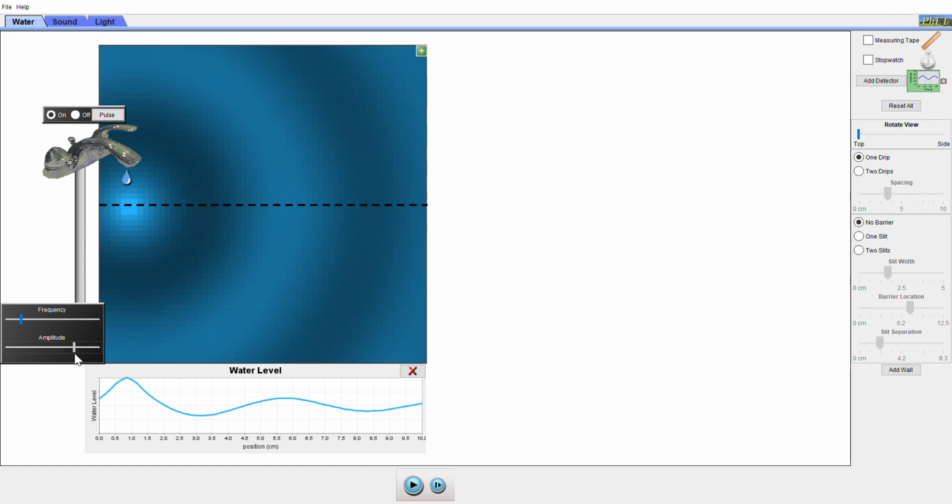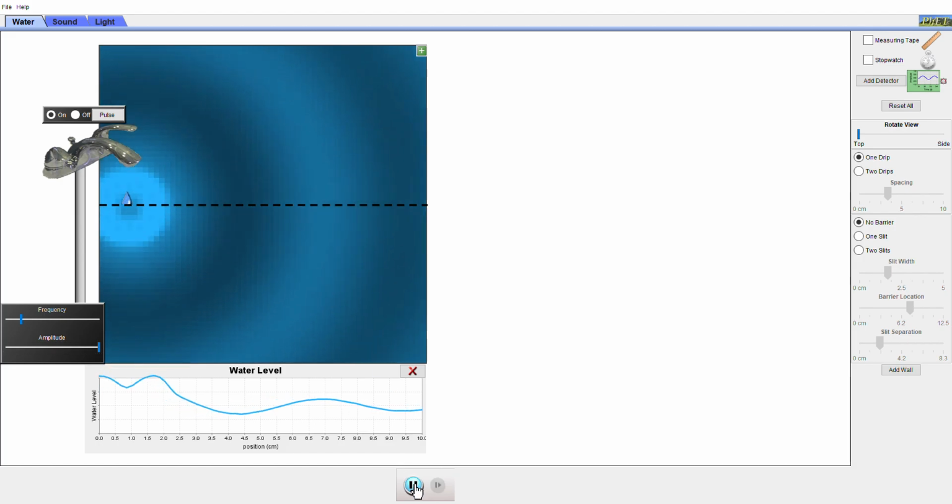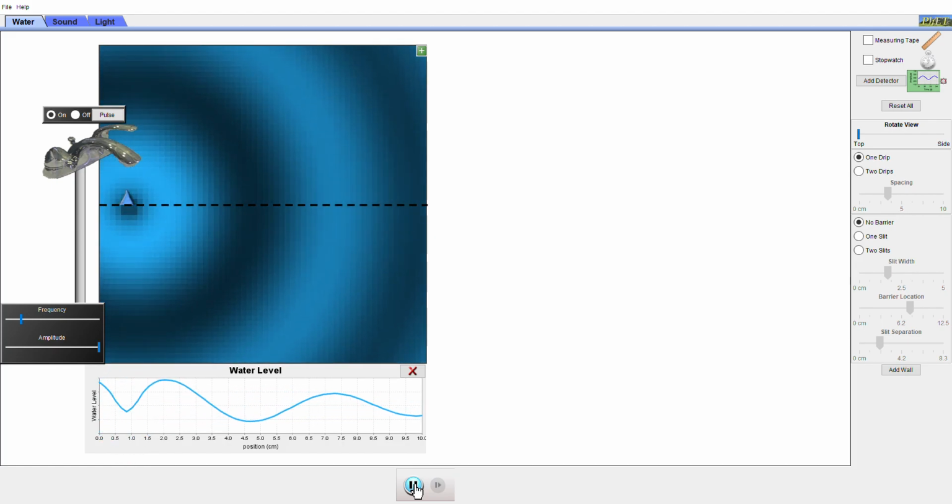Okay, now I'm going to move the amplitude all the way to max it out, and I want you to look at how things change on the graph as well as how things look different in the tank. Okay, and make those observations and write them down for question number 4.